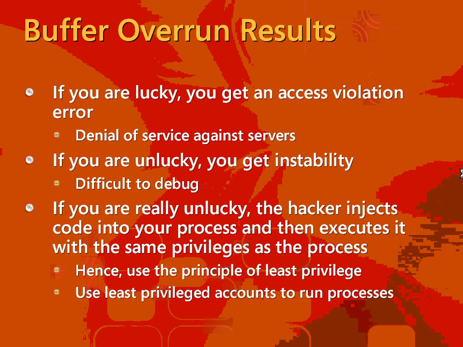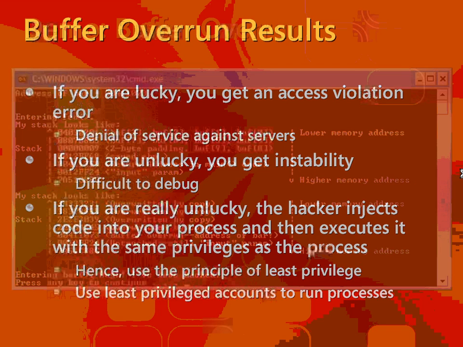However, if you're really unlucky, the hacker can maliciously inject code and then execute it using the same privileges and everything else and resources that the process has access to. As a result, one of the ways to mitigate against buffer overruns is to use the principle of least privilege and use least privilege accounts to run processes, but of course it's also very useful to do everything possible to avoid buffer overruns to begin with.